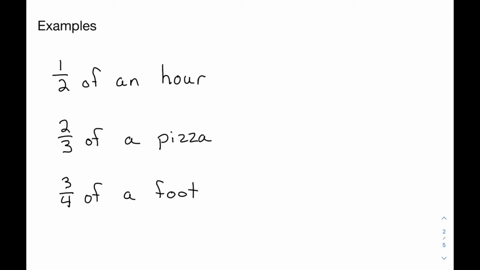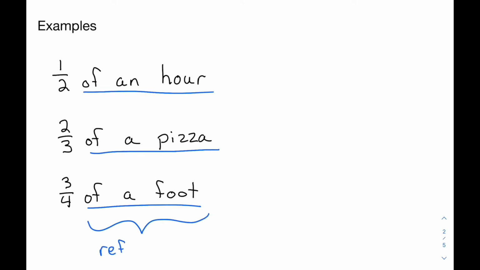Let's look at some examples of where children might have heard fractions before. We talk about half of an hour, 2/3 of a pizza, 3/4 of a foot. Notice that in each of these cases, we described a fraction of what? 3/4 of a foot, 2/3 of a pizza, 1/2 of an hour. We're going to refer to this part as our reference whole. What are we referencing? A fraction of what? So understanding the whole is really important in understanding fractions.